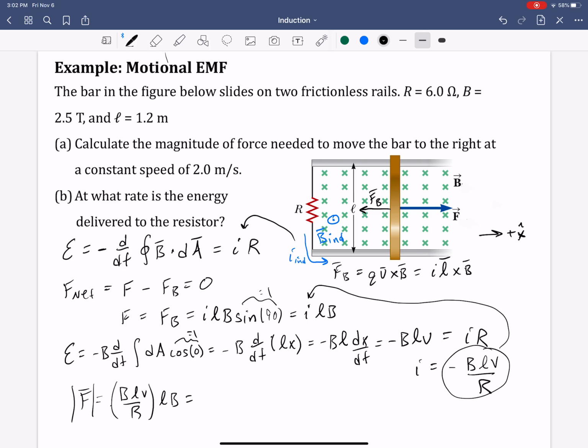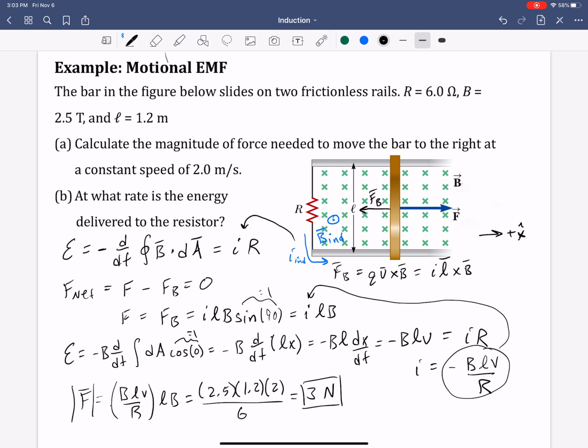What do we have? B is 2.5. L is 1.2. The velocity, or rather speed I should say, is 2. And the resistance is 6. And this should give us a value of 3 newtons, if I've done my math correctly, for the magnitude of that force. Okay? So that's part A.